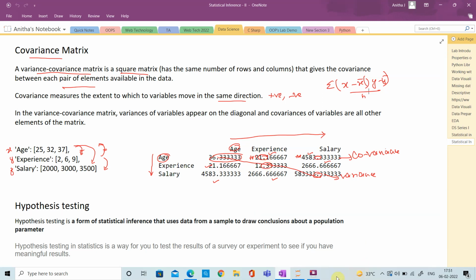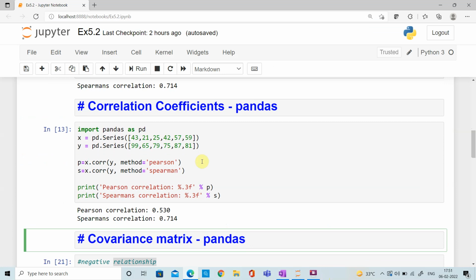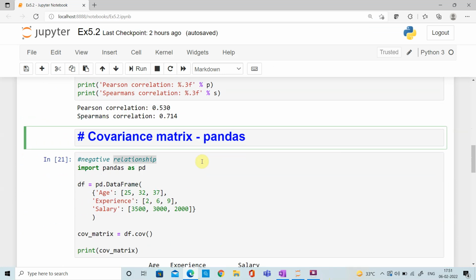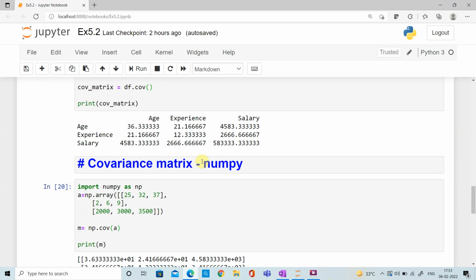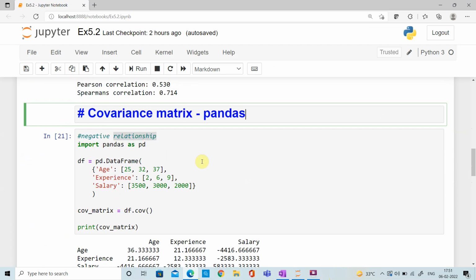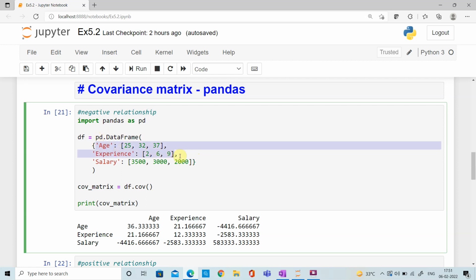Now we'll see how to do this with Python coding. The covariance matrix you can calculate with pandas, and I have also calculated it with NumPy. First I will go with pandas. Whatever data I have, I store as a data frame. So I have age, experience, salary.